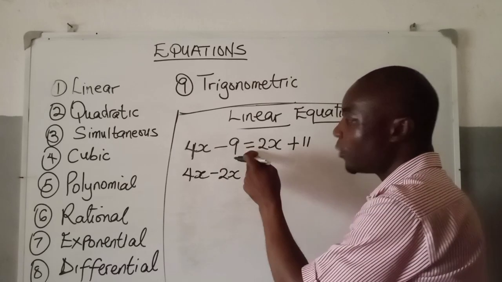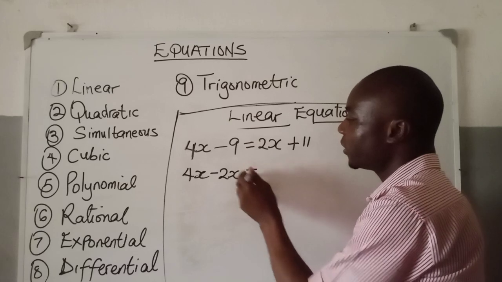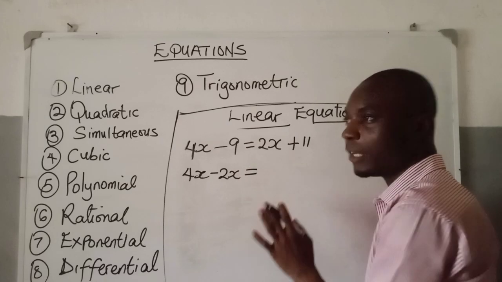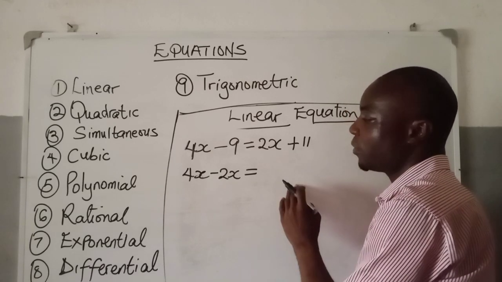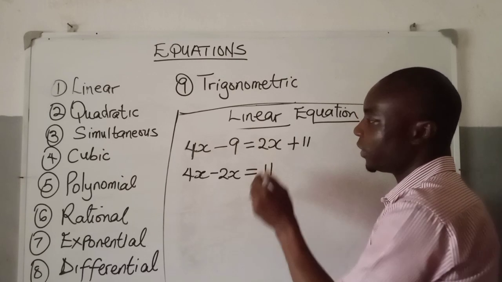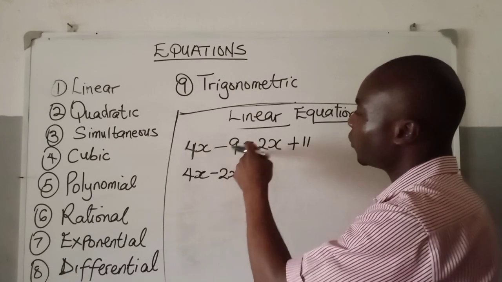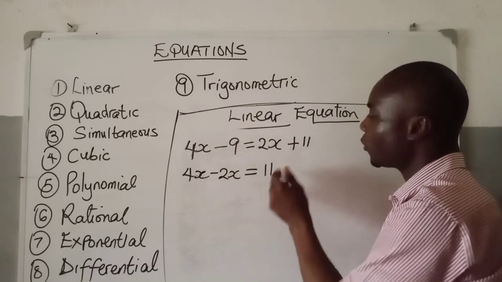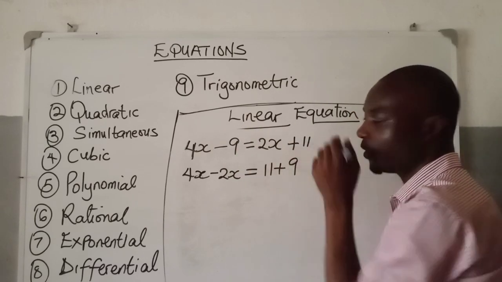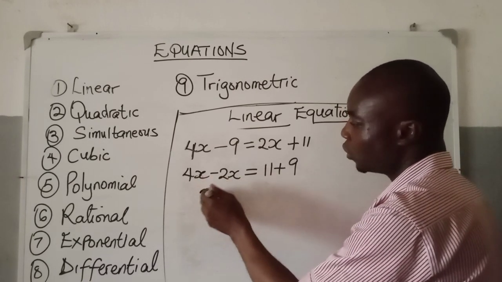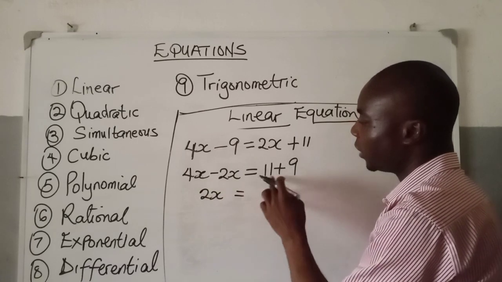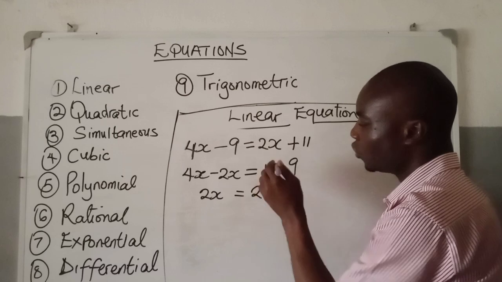And what I will do next is to bring down my equality sign. So my algebraic terms now are on this side. So the next thing to do is to bring down my positive 11, which is on this side, and our negative 9 will have to cross the equality sign to this other side to become a positive 9. So 4x minus 2x will give us 2x, and that's equal to 11 plus 9 is 20.